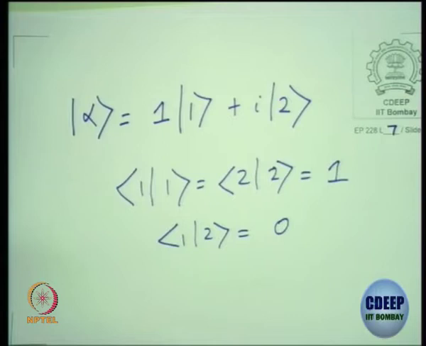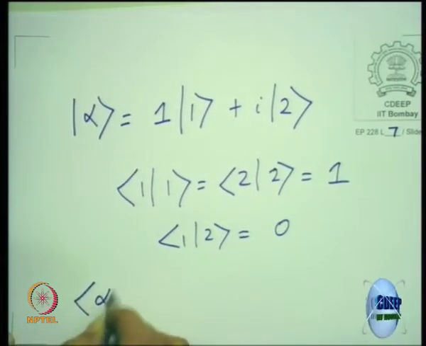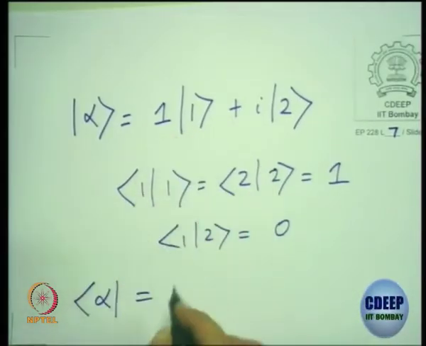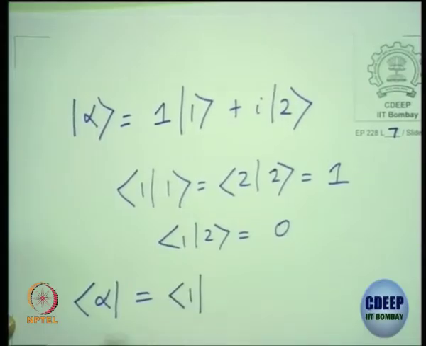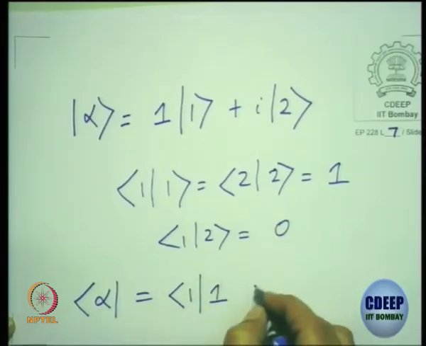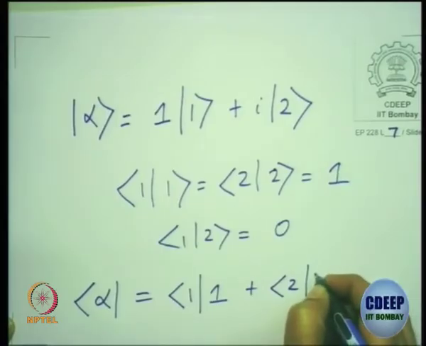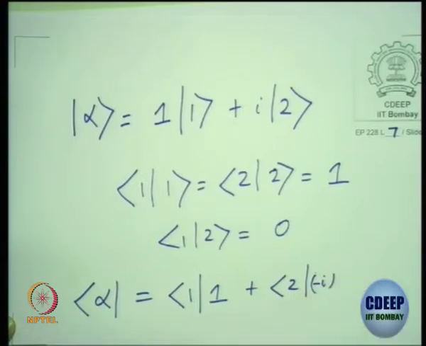What is the dual vector to the alpha vector? So, alpha, what is it? You can write this as |1⟩ with the coefficient 1, and then |2⟩ with the coefficient i, and its conjugate, I star, is minus i. Okay.